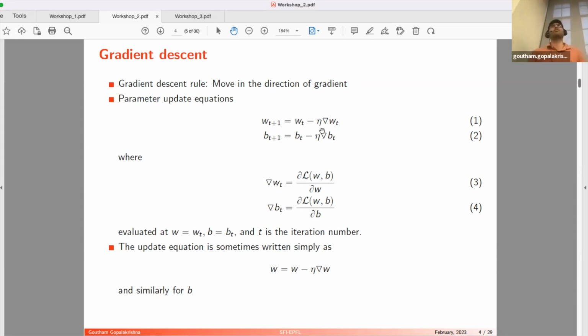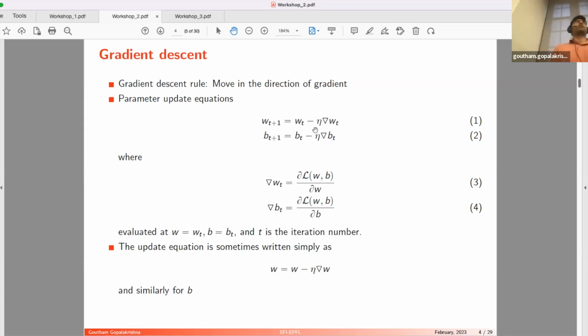The idea is that you want to go in the direction of where the slope is, but you don't want to go all the way down. So this parameter eta is typically 0.1 or 0.5. It's typically less than 1. Okay? You don't want to go all the way down in the direction of slope.